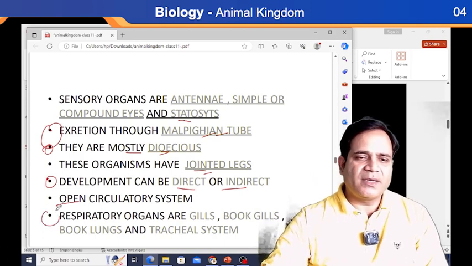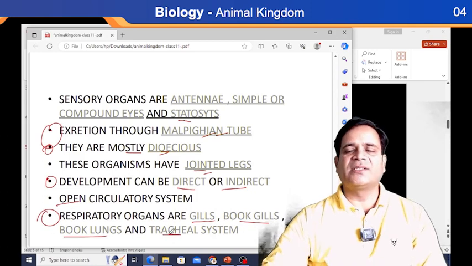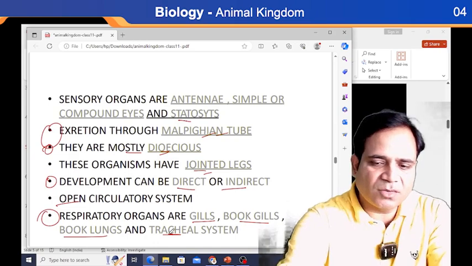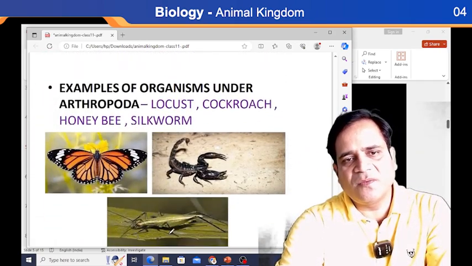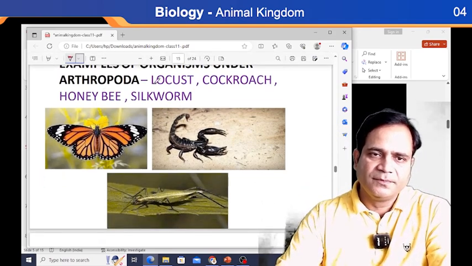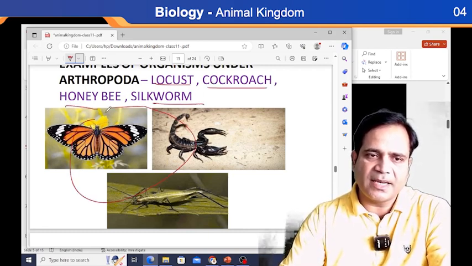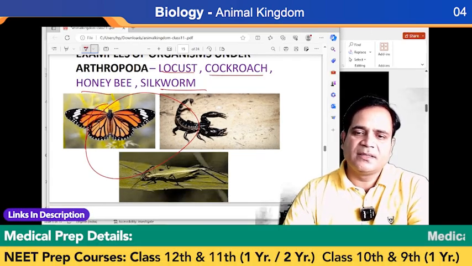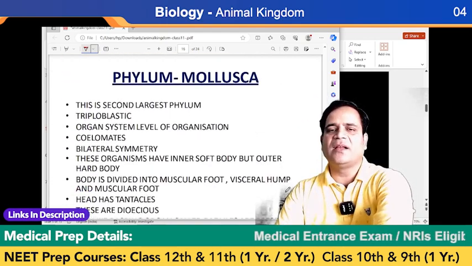Now see the respiratory organs here, like gills, book lungs, and tracheal system. These are all the respiratory organs present in the phylum Arthropoda, right? Now see some examples of Arthropoda: locust, cockroach, honeybee, and silkworm. See this in the diagram. These all have jointed legs. Correct? So if I'm saying jointed leg, those are all phylum Arthropoda.